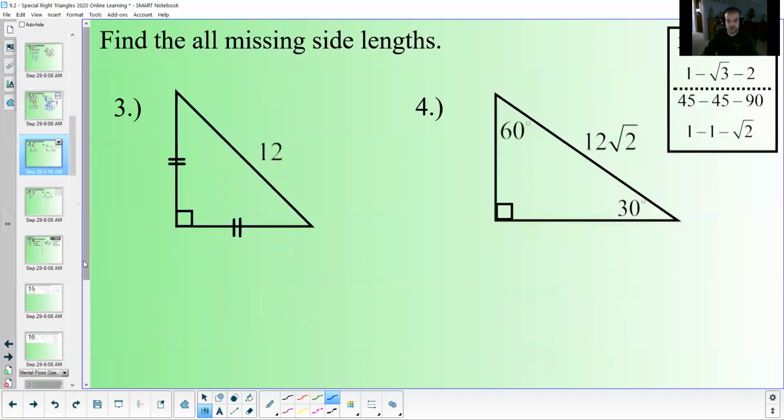Moving on to numbers 3 and 4. Again, I'm going to ask you to pause the video and go ahead and write down these problems. Try them on your own. The purpose of these is you're not able to use the Pythagorean theorem because you don't have enough information. So what you're going to use is these 30, 60, 90, and 45, 45, 90 ratios to try to find the missing information. If you get stuck on these, that's fine. Just attempt them, and then we'll walk through them shortly. So go ahead and pause right now and jot them down.